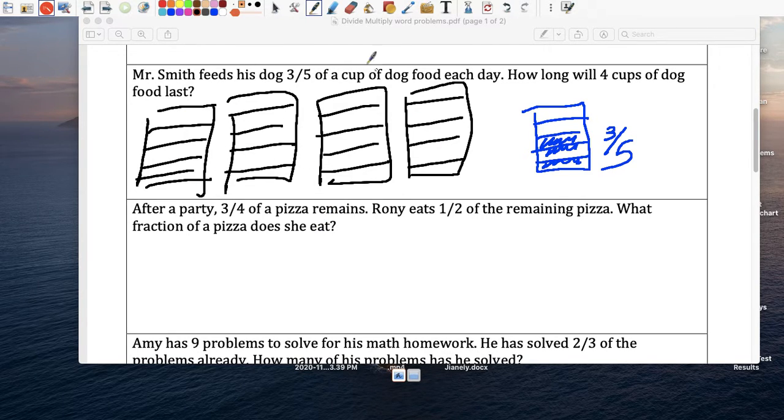So imagine you have 4 cups of dog food. How many days is this good for? Right? Is this 2 days? How many days do you have for your dog? So you can create day 1, day 2, day 3, right? Every day you get given 3.